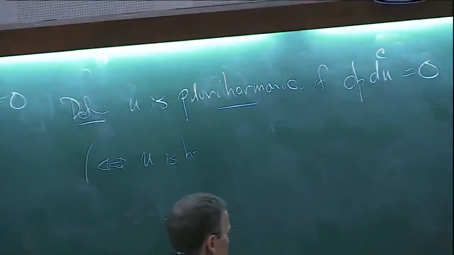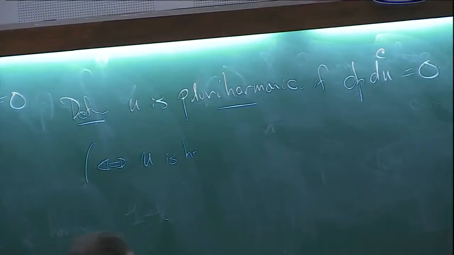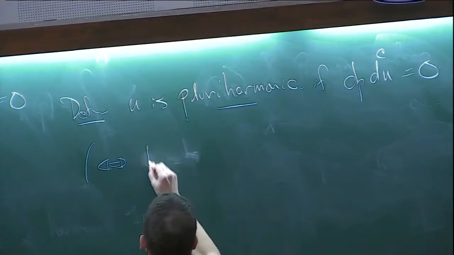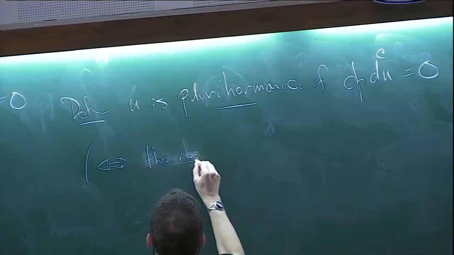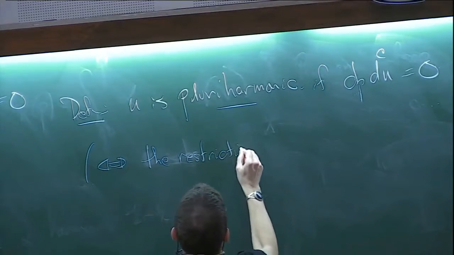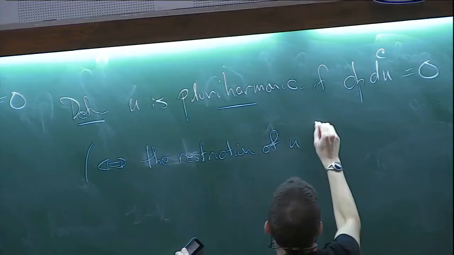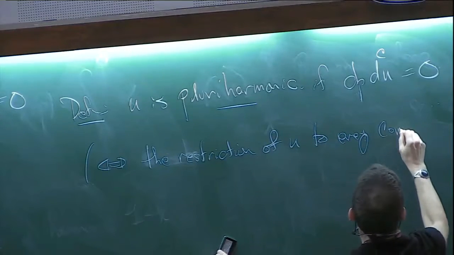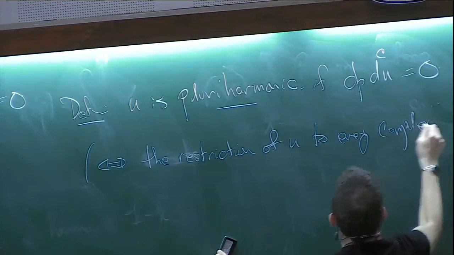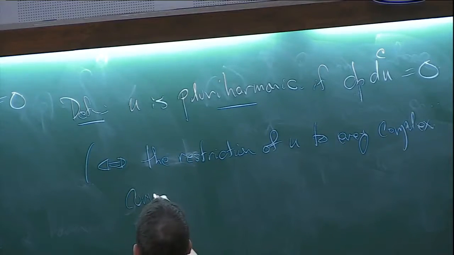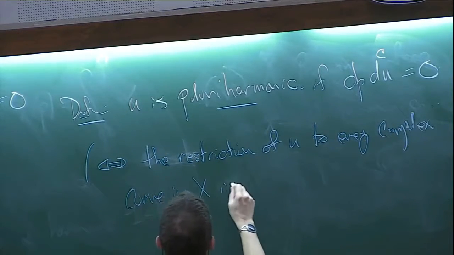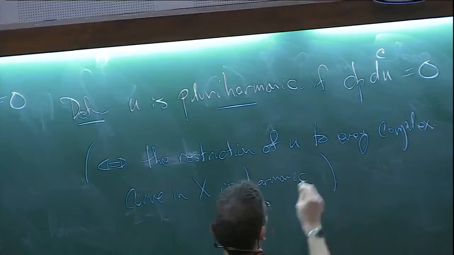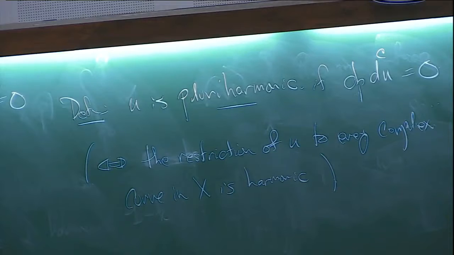And so this is saying that u is harmonic. Let me state this correctly. u is pluriharmonic if and only if the restriction of u to every germ of a complex curve is harmonic. So it's harmonic in all the complex directions.